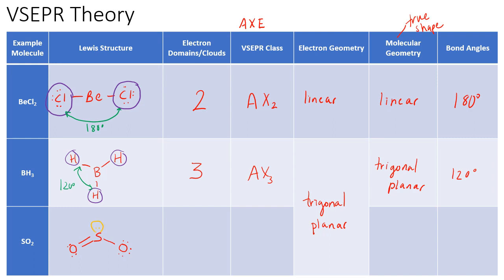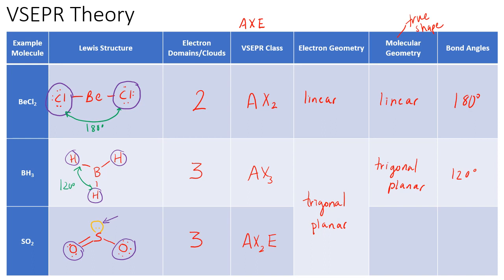When we're counting up our electron domains, we count 1 for our first oxygen, 2 for our second oxygen, and 3 for that lone pair of electrons on the central atom. Therefore, we still have 3 domains. Our VSEPR class is going to be AX2E1, or just AX2E. The E represents that lone pair of electrons on the central atom.